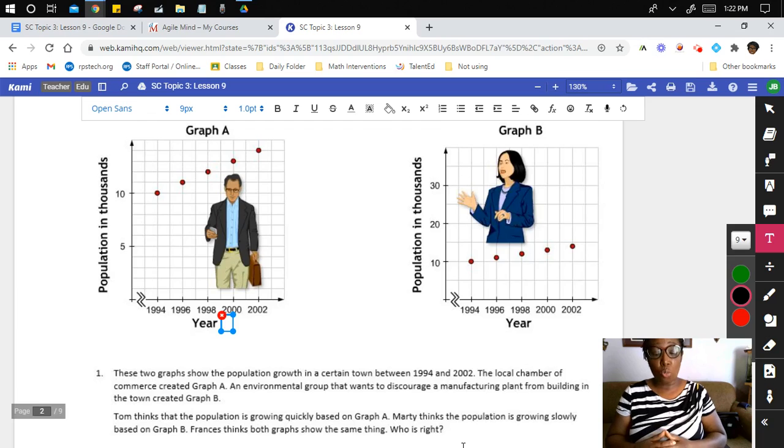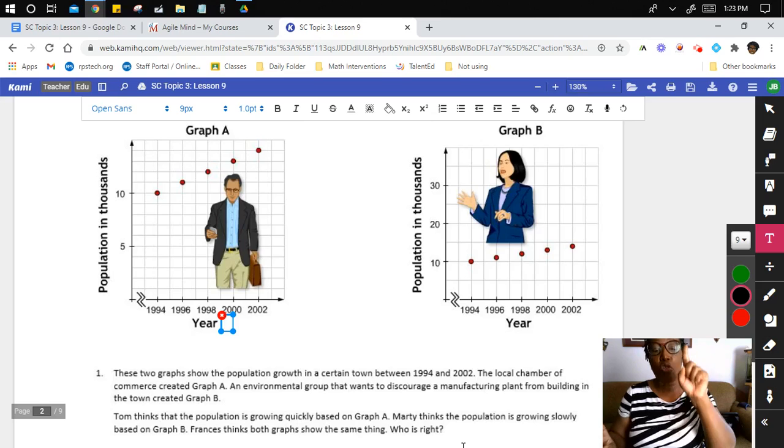Tom thinks that the population is growing quickly based on Graph A. Marty thinks the population is growing slowly based on Graph B. Francis thinks both graphs show the same thing. Who is right? Now, looking at the graph by yourself, what is a sure way of finding out who is guaranteed to be right? Let you think about that. Did you think about it? Now, if you said find out what each coordinate is on the graph, you are correct.